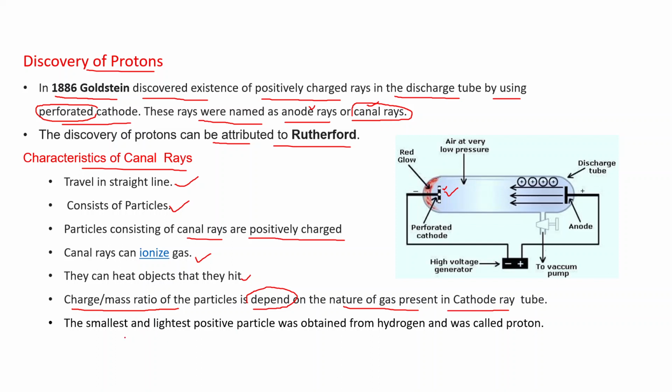Okay. The smallest and the lightest positive particle was obtained from hydrogen. It means if hydrogen gas is taken in the tube, then whatever the positive charge particle obtained, for that particle this e by m ratio is maximum. Okay, and in two situations it may be maximum. Either charge is highest or mass is lowest or smallest, and it was proved that the mass is smallest. That's why the smallest and the lightest positive particle was obtained from hydrogen, and it was called proton. Okay.